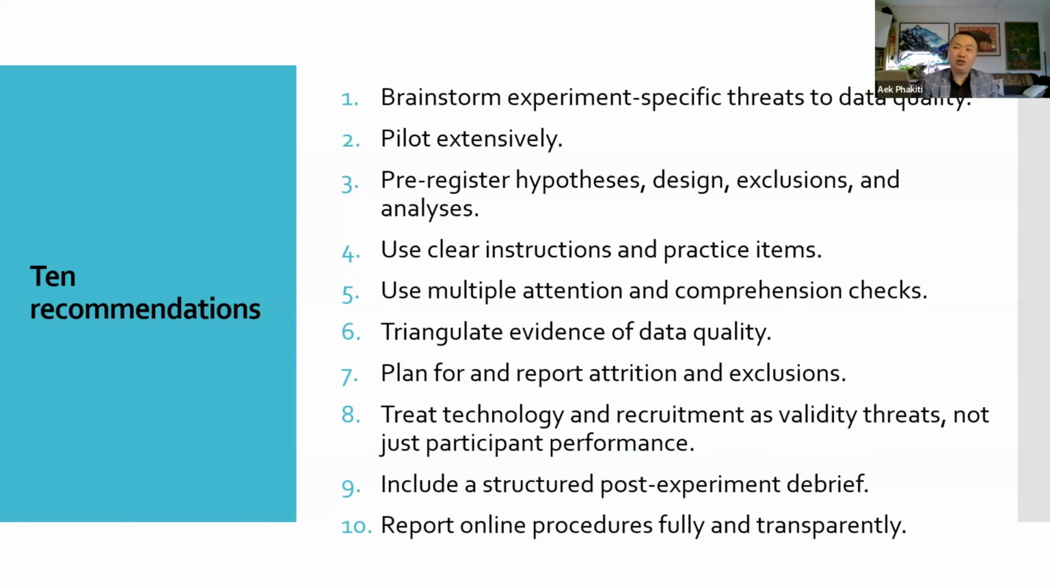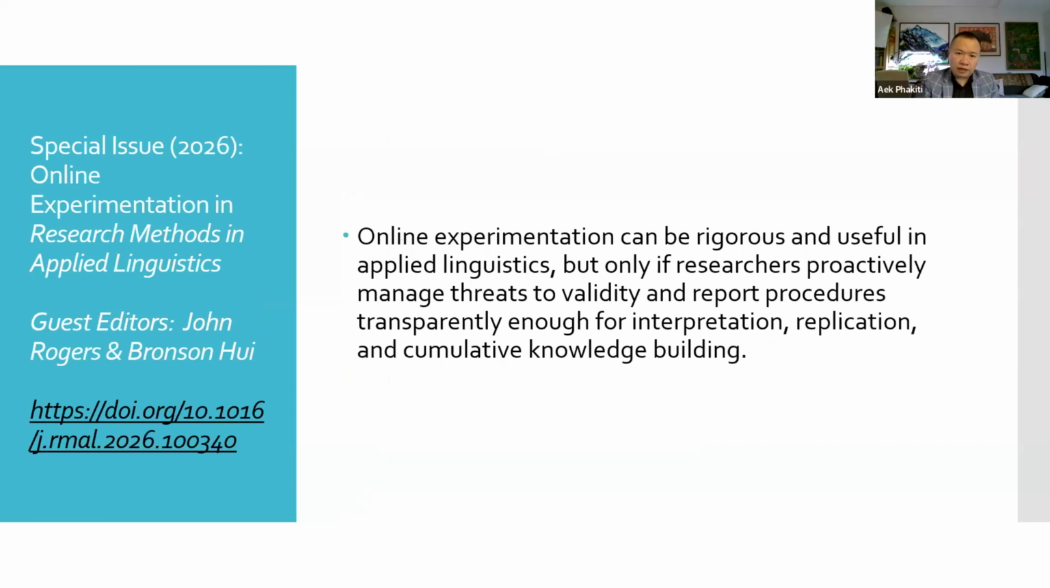You need to make a video to make sure that they understand this and that, right? So you work on clear instructions, multiple attention checks, and comprehension checks, that they understand what they're supposed to do. Okay. And you can think about how to report attrition or exclusions, issues of technology in terms of the validity threats that I mentioned before. How do you do debriefing after the experiment and so on. So these are the key things that you probably can work out.